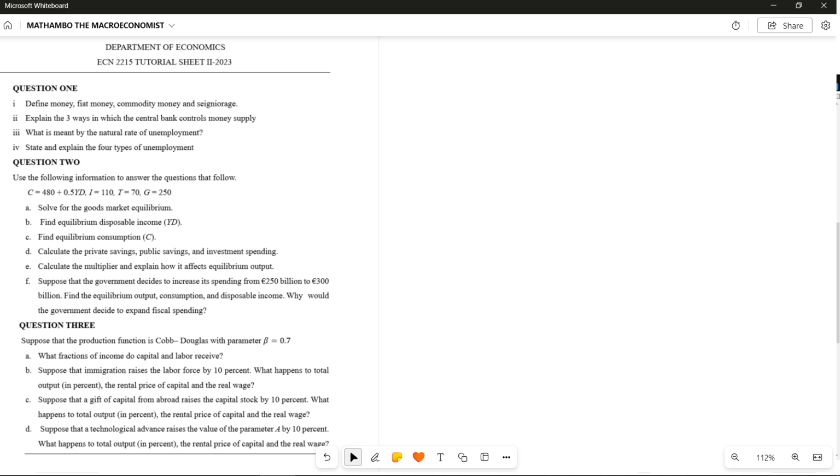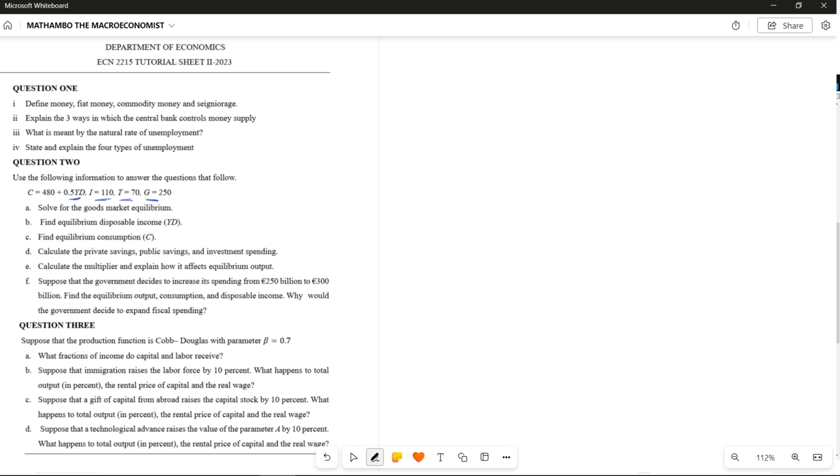So consumption is equal to 480 plus 0.5 YD. Then investment is equal to 110. Taxes are equal to 70. Government expenditure is 250 euros in this case. So I'm using euros as the unit. Then question 1, solve for the goods market equilibrium.